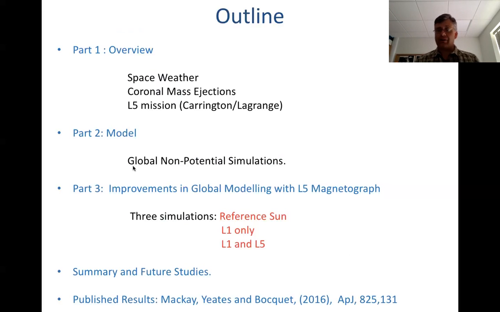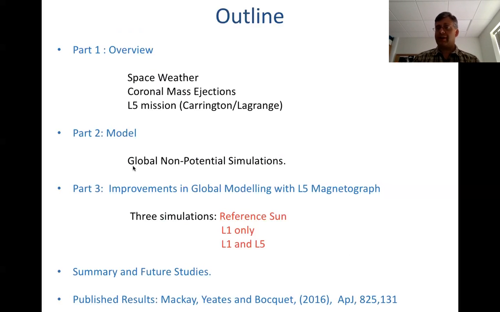After that, I will then construct 2 what I call limited field of view simulations, one from the L1 field of view, which we presently have, but one from a combined L1 plus L5. And what I want to see is how much more accurate this L1 plus L5 simulation is in producing the reference sun model compared to the L1 only. Finally, I'll just give a summary of the results and then discuss some future studies.